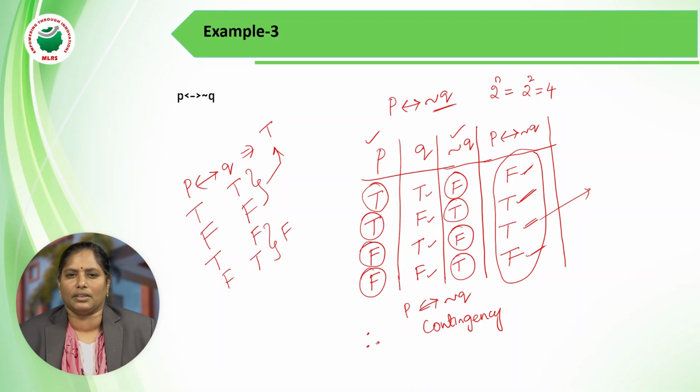That means you can simply check the last column of a compound proposition. If all possibilities are true, then that is a tautology. If all the possibilities of the last column give false, then that is a contradiction. If it is a combination of true and false, that is a contingency.